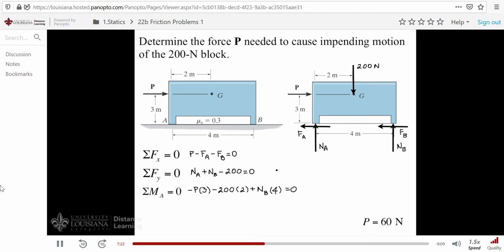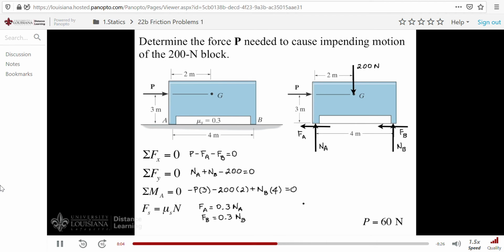Obviously, if motion is about to occur or is impending, then F sub A is related to N sub A, and F sub B is related to N sub B through the friction equation. And so we'll apply this 2 times. So let me write this out. F sub A is equal to 0.3 times N sub A. And finally, F sub B is equal to 0.3 N sub B.